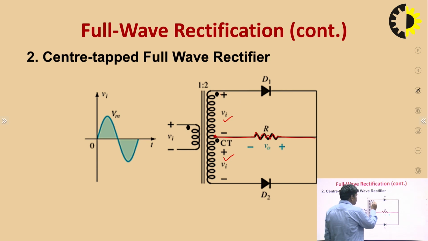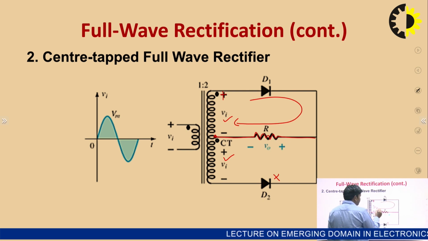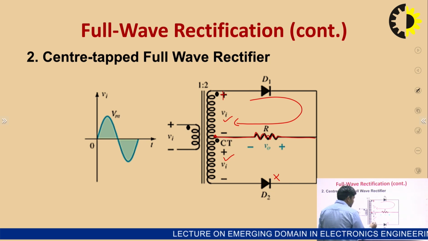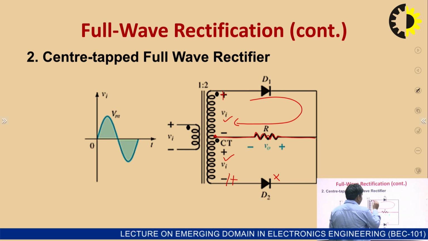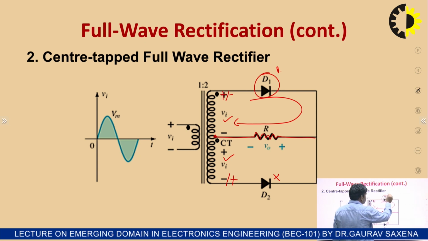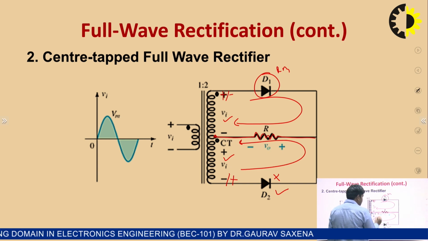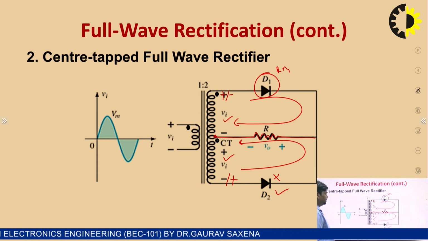When plus voltage is applied here, D1 is forward biased. When negative is applied, D2 is reverse biased, so current flows in that particular fashion. But if plus is applied here and negative here, in that case D1 is reverse biased and D2 is forward biased, so current flows in that fashion, and rectified output is produced.